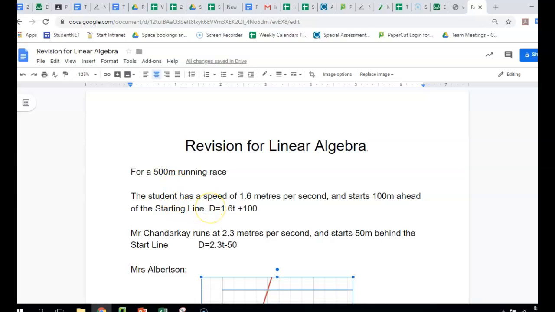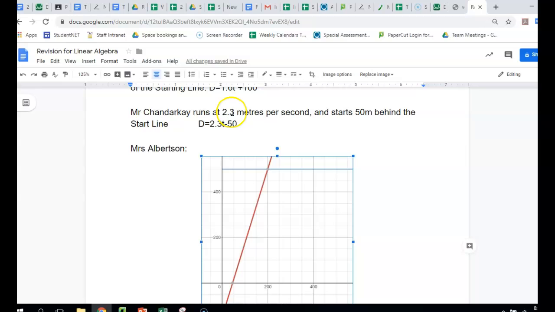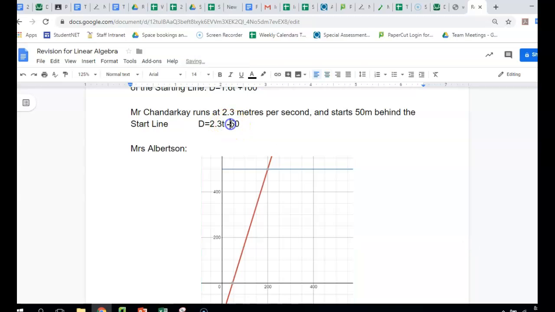Now, the student has a speed of 1.6 metres per second, so that 1.6 goes down here in our equation. Don't forget to put in your t, and the student starts 100 metres ahead of the starting line, and that's where that plus 100 goes. Then Mr. Chandakay runs at 2.3 metres per second, so our 2.3 goes down here, and our t goes in. He starts 50 metres behind the start line, and that's why we've got a minus 50 in here.